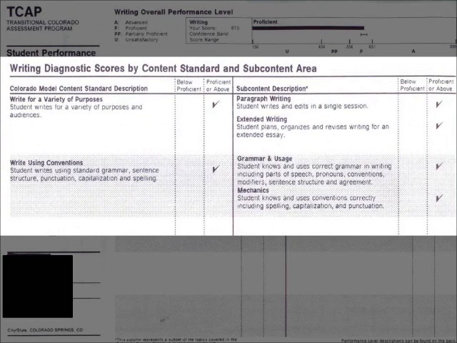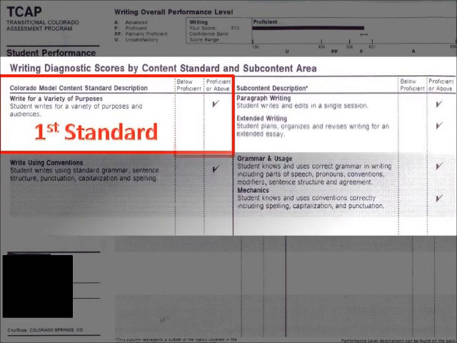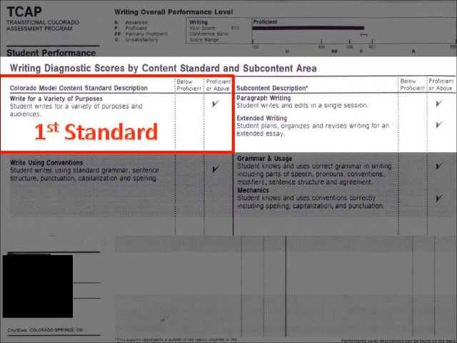Here's an enlargement of that same highlighted chart. So the first one we're going to take a look at is this: students receive a check mark if they scored proficient or above on the standard. As you can see, there's also the choice to be below proficient, but this student was proficient or above, so they received the check mark in that right-hand box. I've highlighted the first standard. In the first standard, it states, write for a variety of purposes. Student writes for a variety of purposes and audiences. And so when the student was scored, they said he was proficient or above.